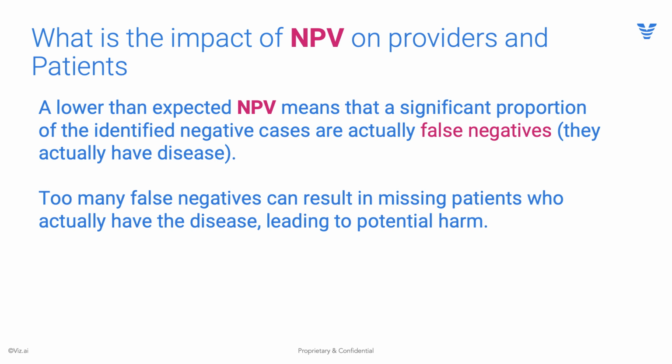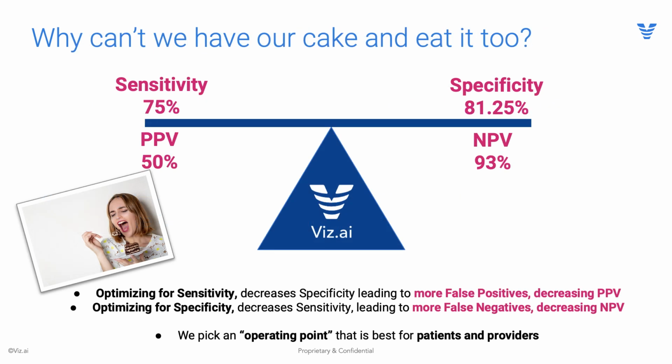Lower than expected means that a significant proportion of the identified negative cases are actually false negatives. Nobody wants a bunch of false negatives. Those patients actually have a disease. False negatives are bad. We're going to have some. We are not a diagnostic product, but if we have too many, that could result in missing patients who actually have the disease, leading to potential harm. And the exciting thing is next we actually are going to talk about prevalence after we just talk one more time about the balance.